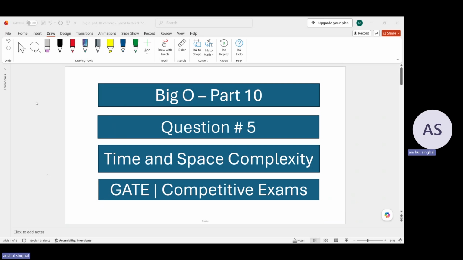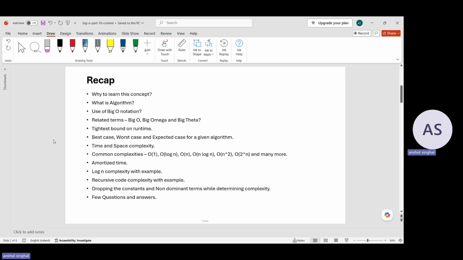Before we look into this question and how to solve it, maybe we can go through a recap of what we have learned so far. So let's see what we have learned so far.